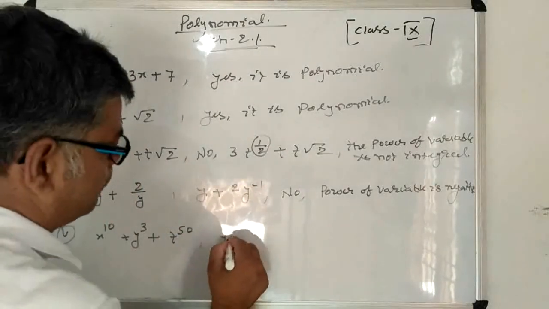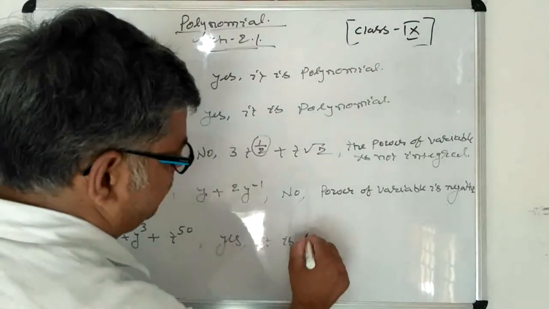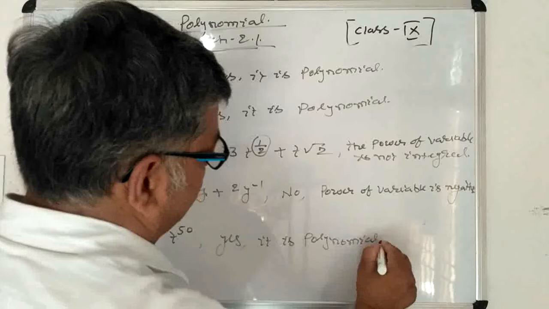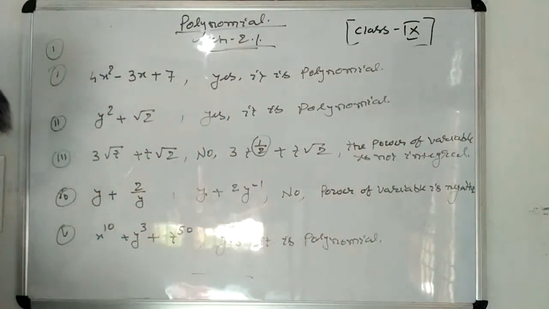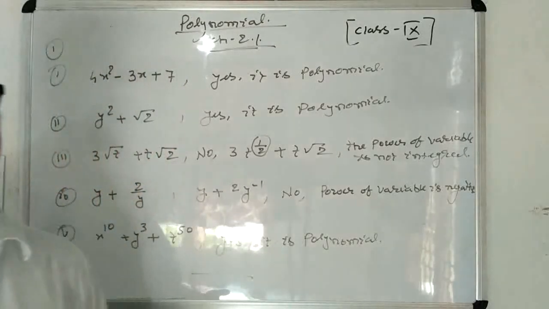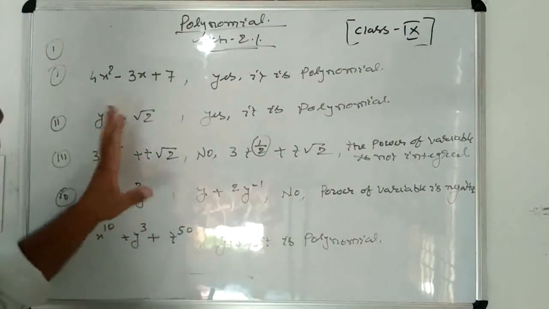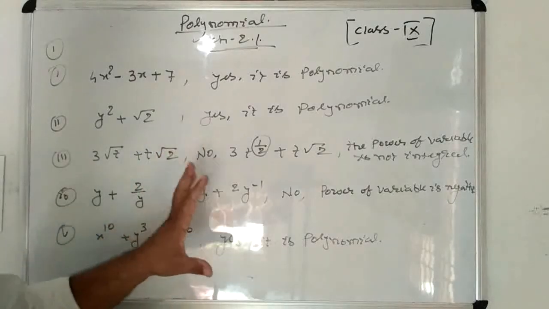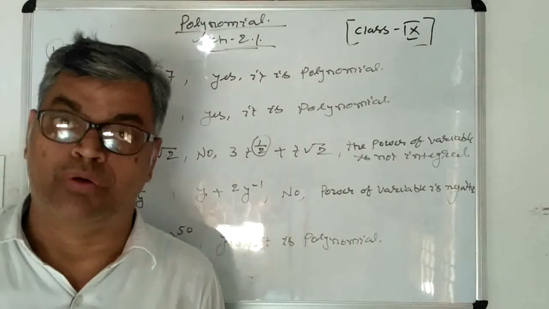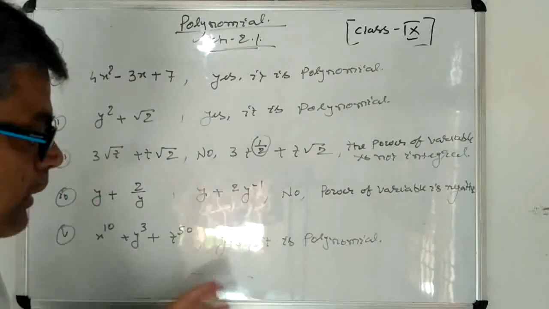And this is a polynomial because, yes, it is a polynomial. So in this case, children, you can judge any expression whether it is a polynomial or not. In this way, you can judge by applying the definition of the polynomial only. So after applying the definition, you can judge it.